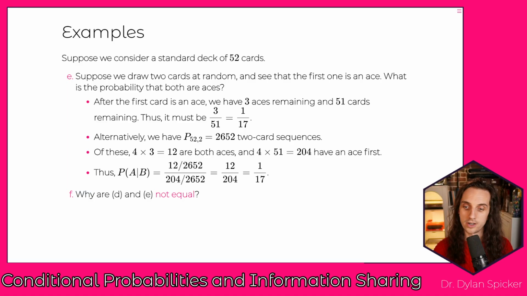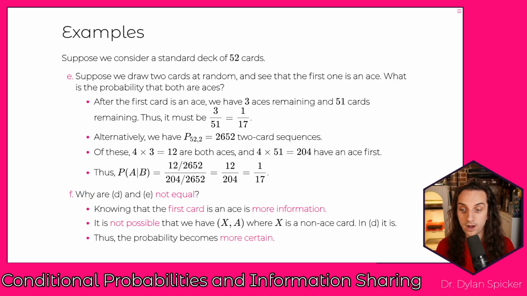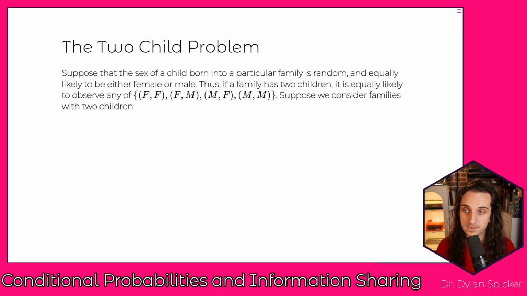Okay, and so it's a little bit strange, but that's the idea. Knowing that the first card is an ace gives us more information because it's not possible that we have an X and then an A. So something that's not an ace and then an ace, whereas in D, that was actually possible. The probability becomes more certain.